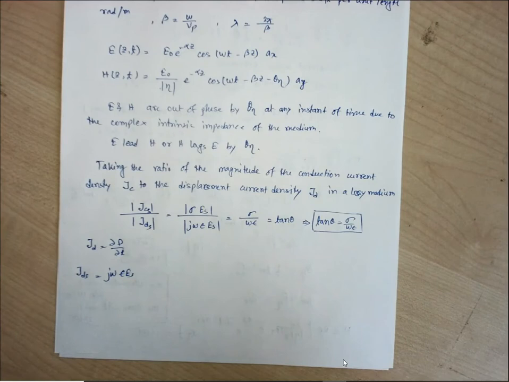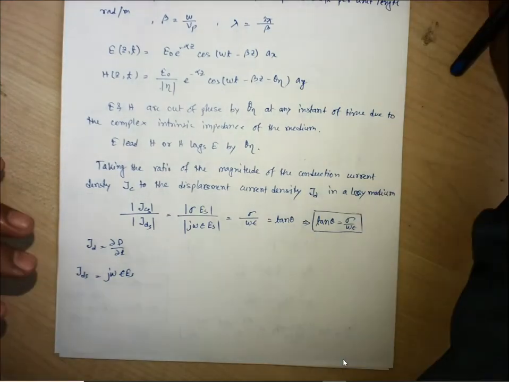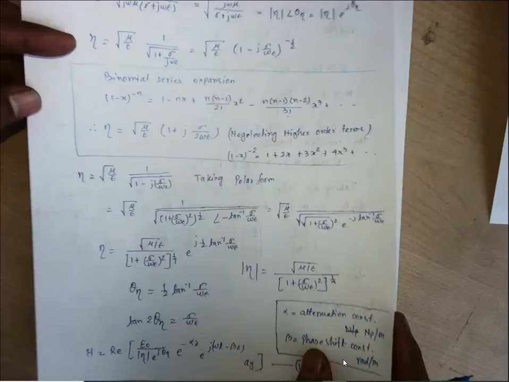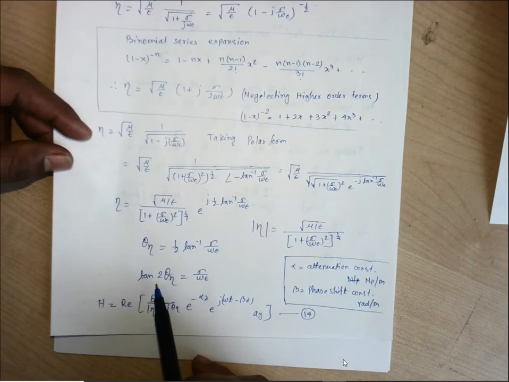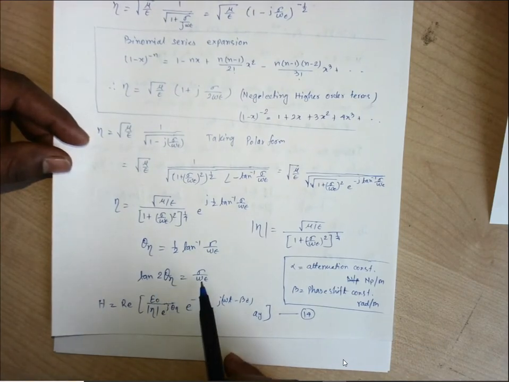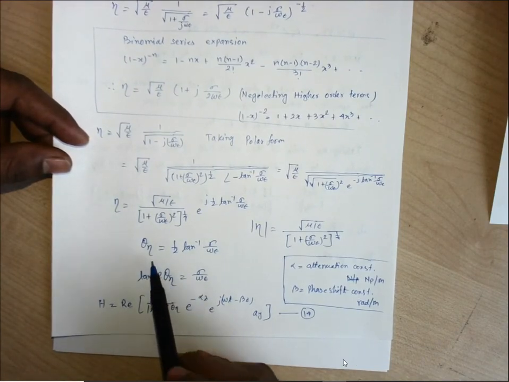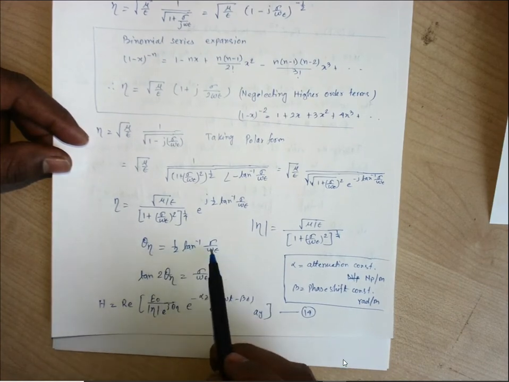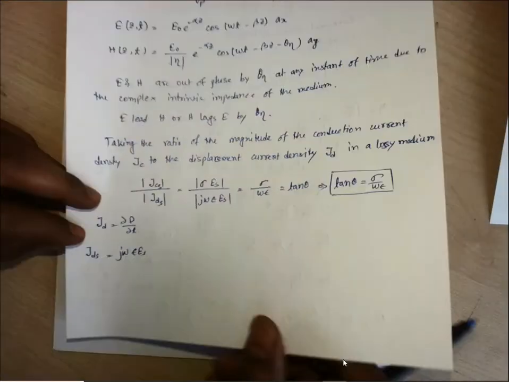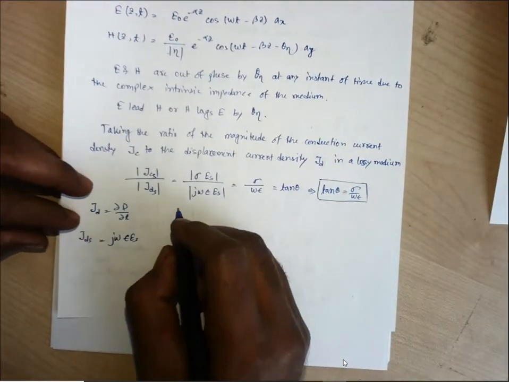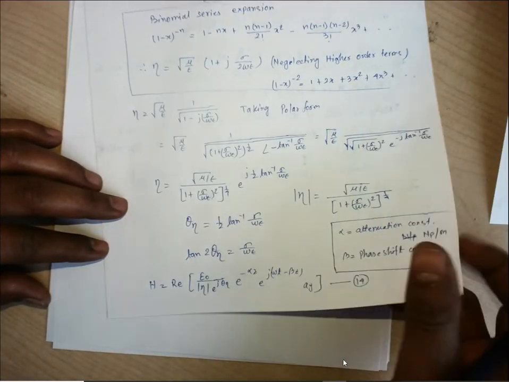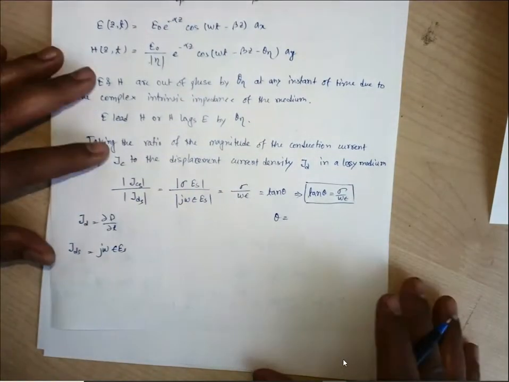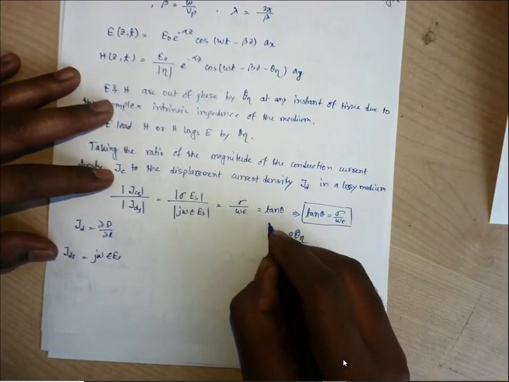So what is our theta eta, if you can remember? Theta eta was, tan of twice theta eta was sigma by omega epsilon. So theta eta is half of tan inverse of sigma by omega epsilon. So what can we write here? This theta is twice of that theta, right? If we cancel the tan on both sides, sigma by omega epsilon, so we can write this theta as twice of theta eta.